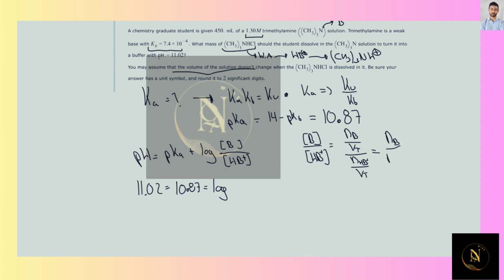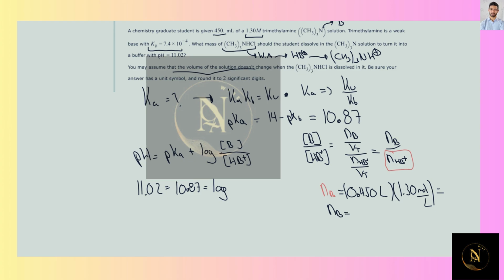So n of B divided by n of HB+. And doing the calculation of how much amount of mole of the weak acid that we need to add is going to be easier than to go through the concentrations. So in this case, in order to do so, we need to calculate the amount of mole of B that we're going to have of the base, which is going to be equal to the volume in liters of the solution, 0.450 liters, since we had 450 milliliters, multiplied by the molarity, 1.30 mole per liter.